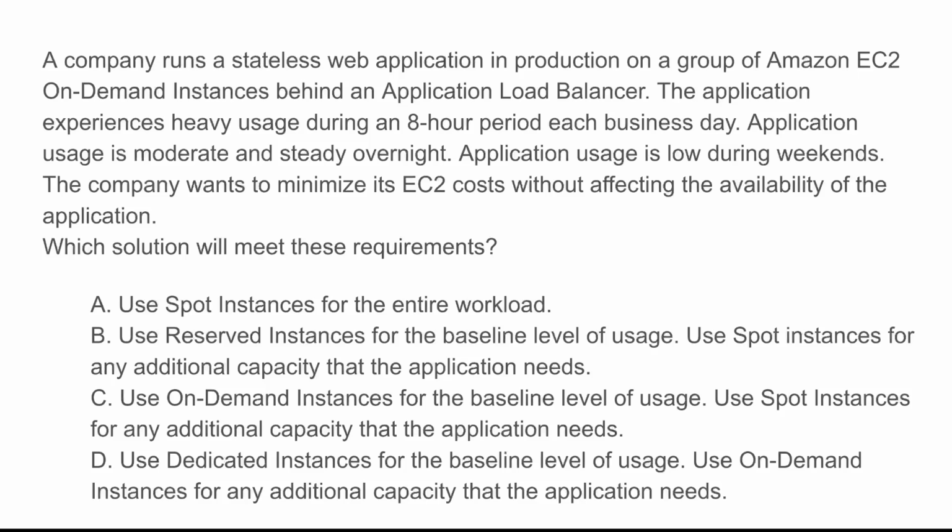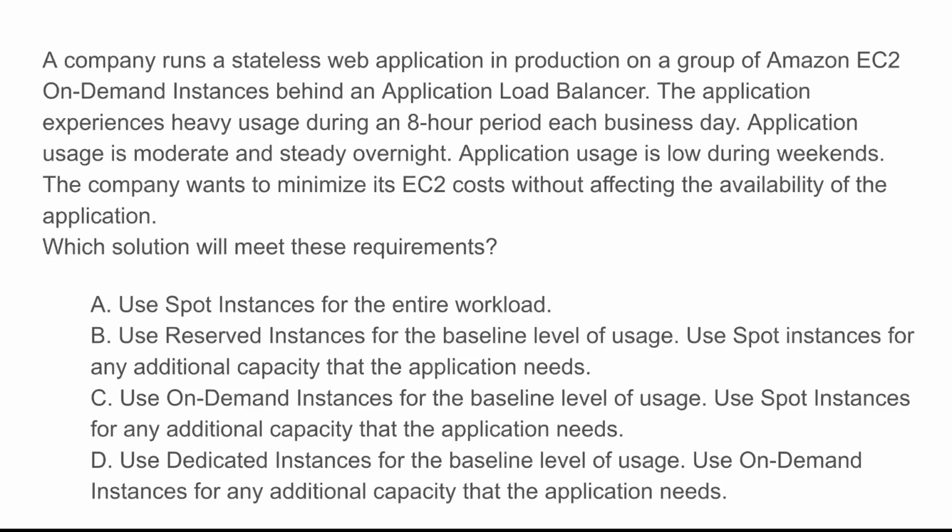Option C uses on-demand instances for baseline usage plus spot instances for extra capacity. Now, on-demand instances provide a lot of stability, but they are more expensive than the reserved instances for baseline usage, so not the best cost-effective choice because on-demand still basically does the same thing as a reserved instance in this scenario.